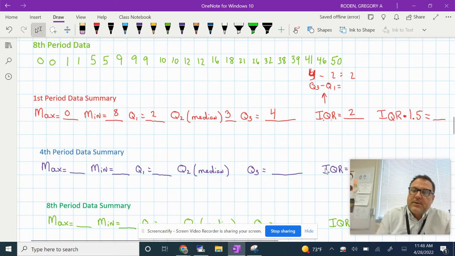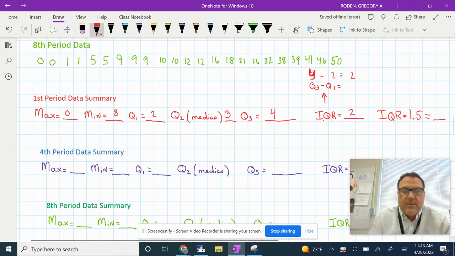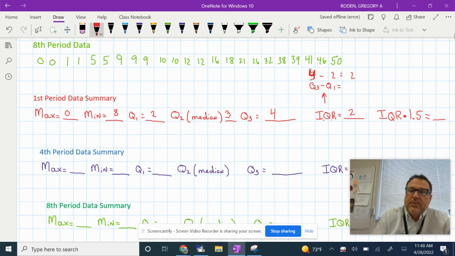And the last thing we always want to do is take our IQR and multiply it times 1.5. So we have 1.5, and we want to take our IQR, which is 2, and figure out what that is. Well, 2 times 5 is 10. Carry the 1, 2, 3. So my IQR times 1.5 is 3, or 3.0.